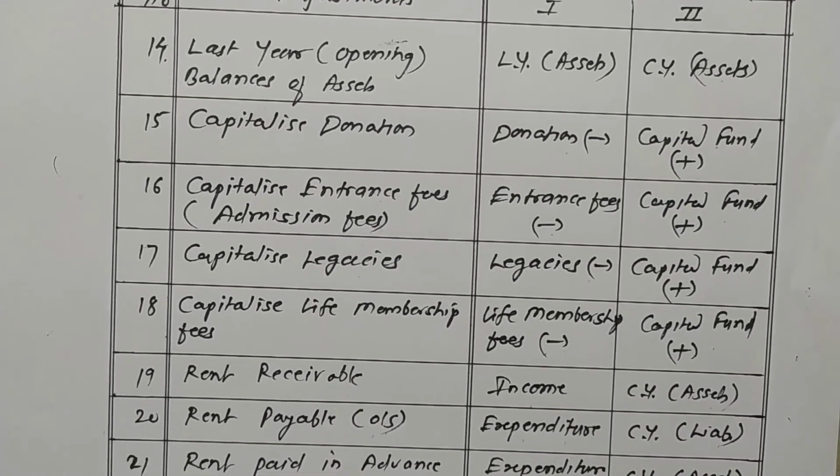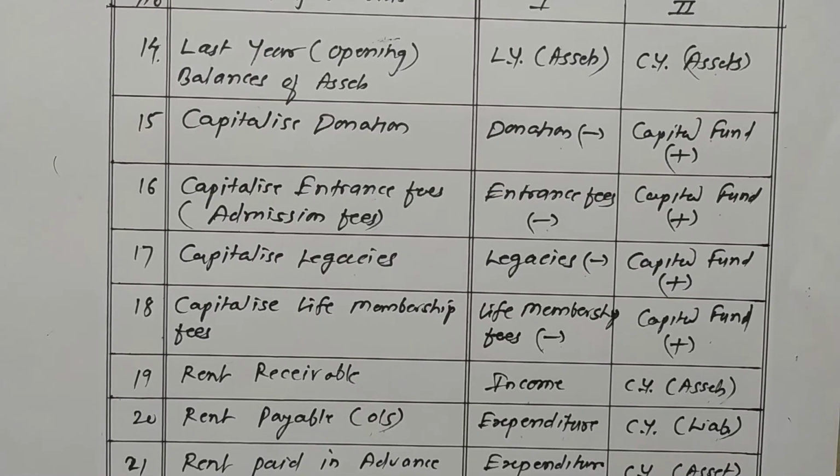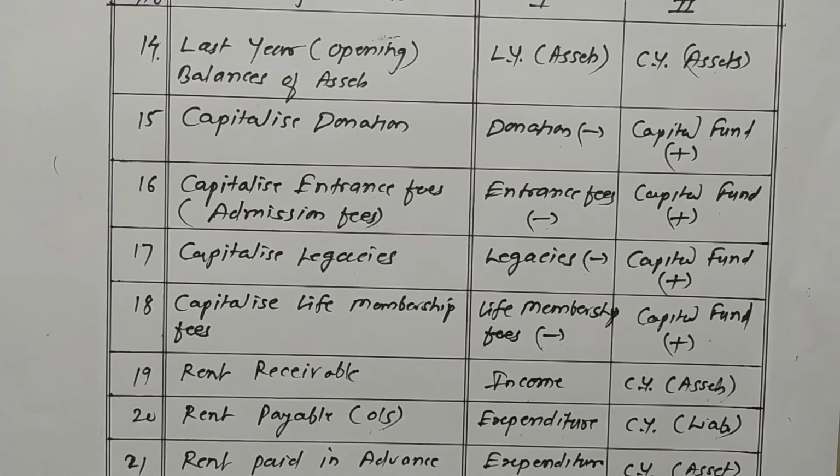15th adjustment. Capitalized donation. It is to be deducted from donations and it will be added in capital fund. Same like this one, 16th number. Capitalized entrance fees or admission fee. It is to be deducted from entrance fees or admission fees and second effect will be added in capital fund.